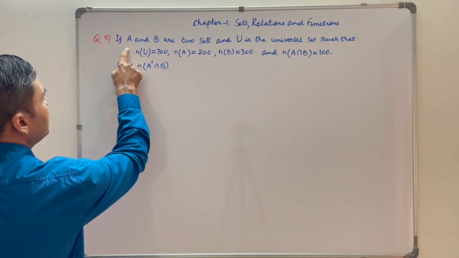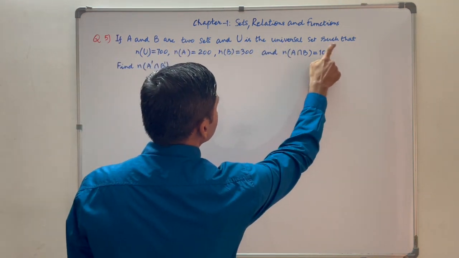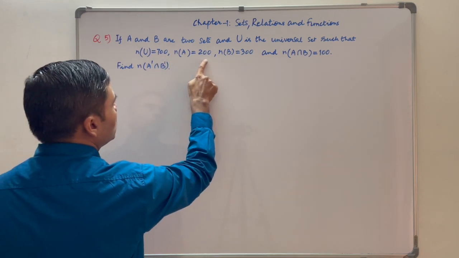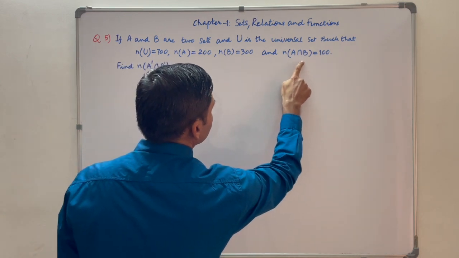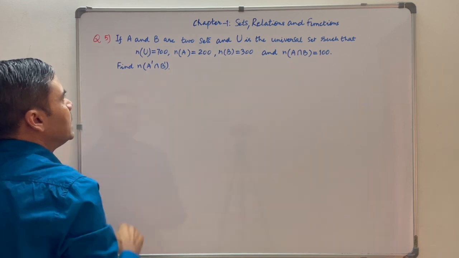Fifth question: if A and B are two sets and U is the universal set such that n(U) is equal to 700, n(A) is equal to 200, n(B) is equal to 300 and n(A intersection B) is 100. Find n(A dash intersection B dash).